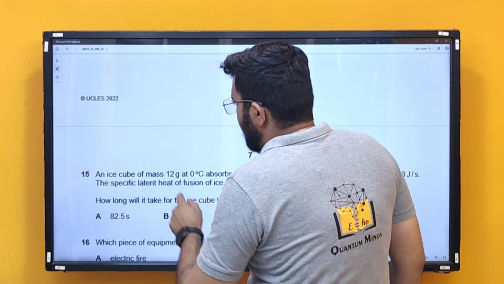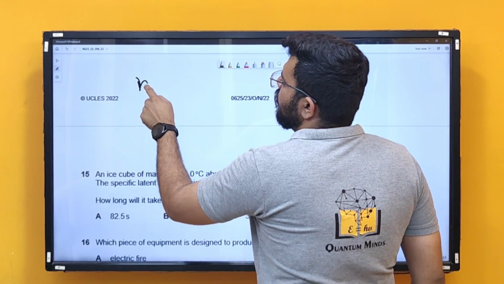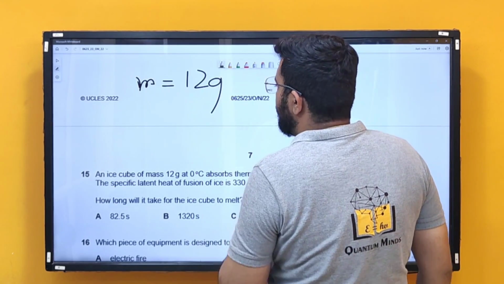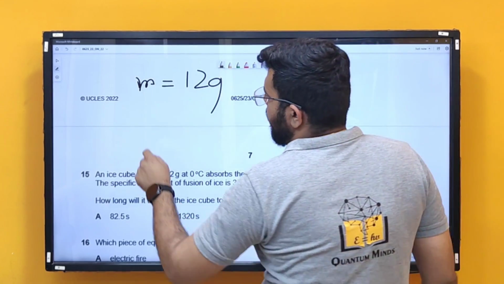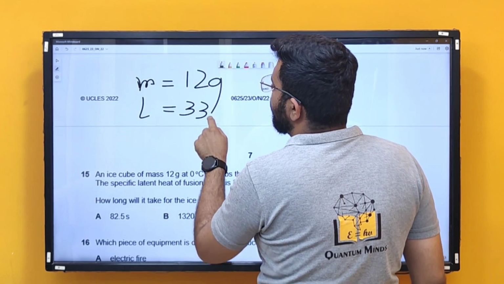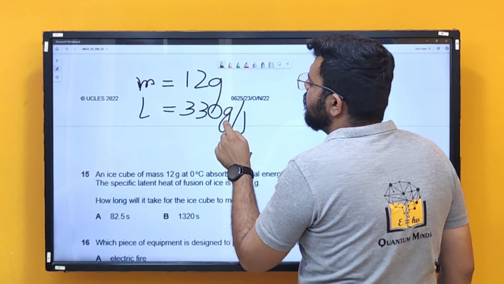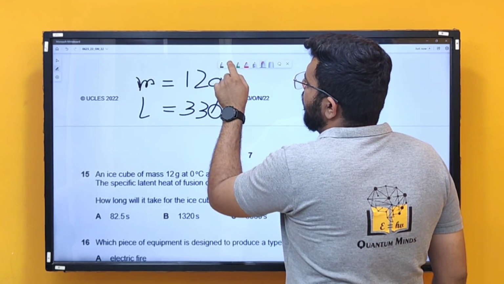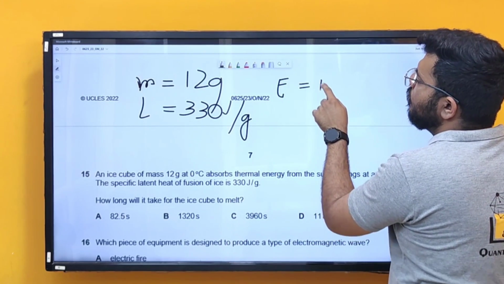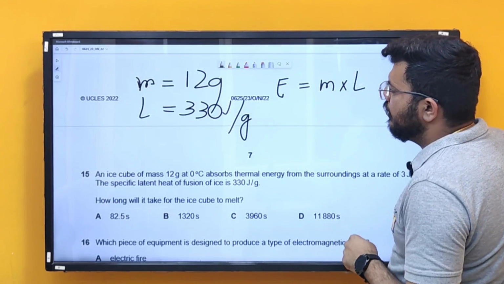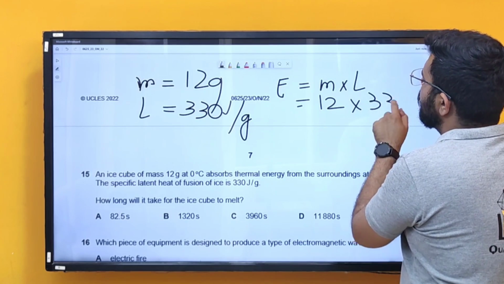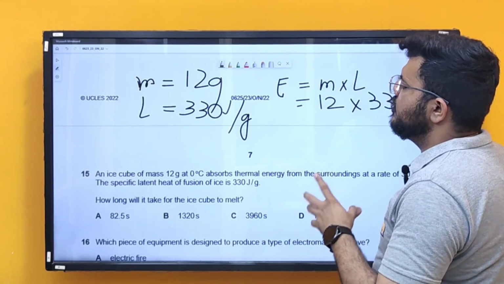So what are they saying? That the mass of this particular ice cube is 12 gram. Now the latent heat of fusion is 330 joule per gram. So let's first find out how much energy does it need. I will use that energy is equal to mass into latent heat of fusion. Because this is joule per gram, I don't need any conversion, and this is my energy required.